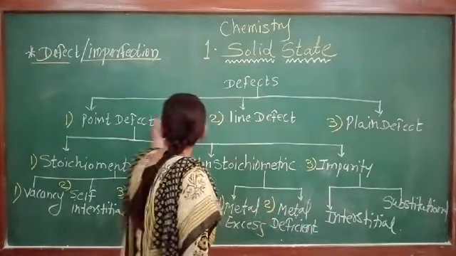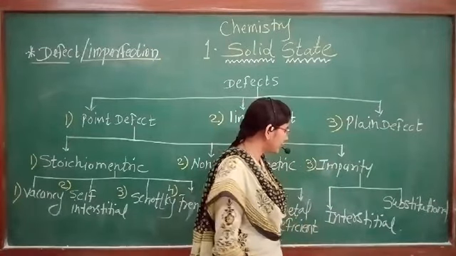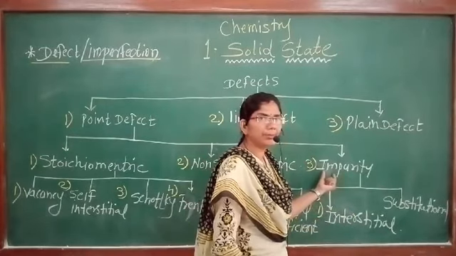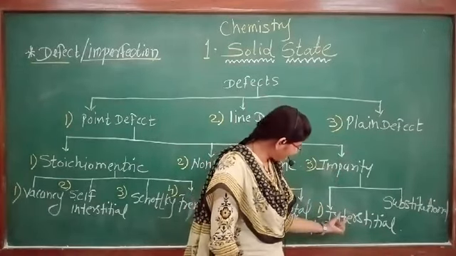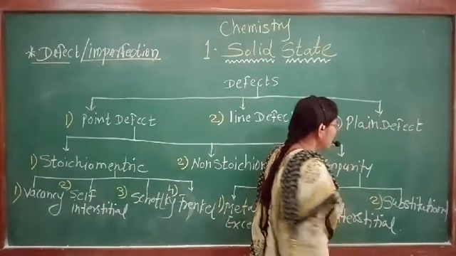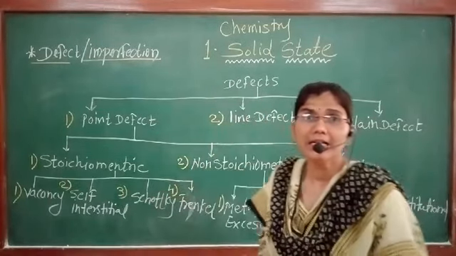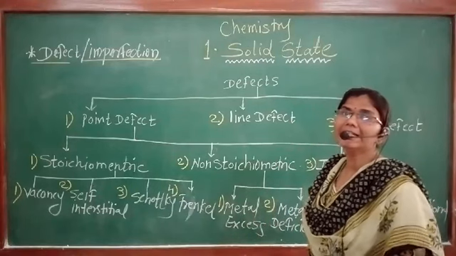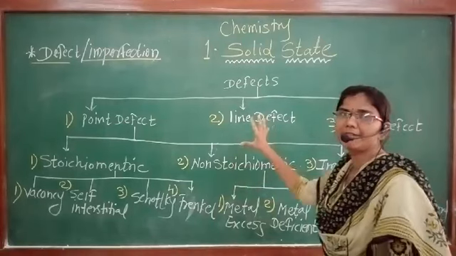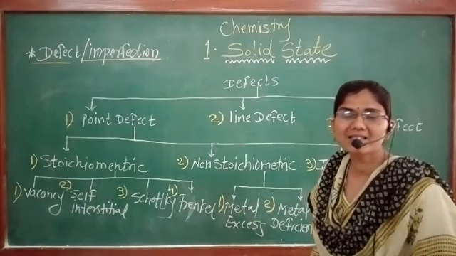The third type of point defect is impurity defect, and they are further classified into two types. The first one is interstitial impurity defect, and the second one is substitutional impurity defect. So dear students, these are the classification of the defects in metal crystals when a crystalline structure is formed.